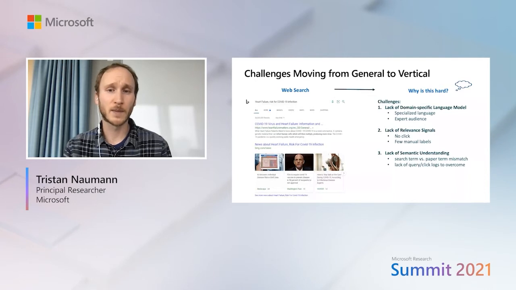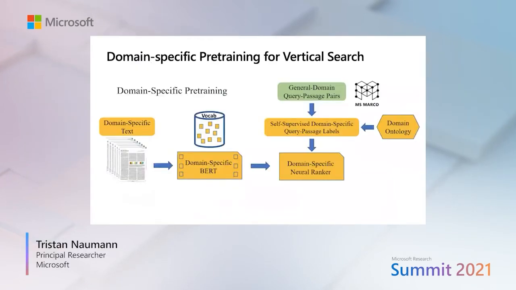So how can we overcome some of these challenges? For Microsoft Biomedical Search, we propose an approach that leverages domain-specific pre-training. Namely, we use domain-specific text in order to form a domain-specific language model, and this serves as a starting point for language models that better reflect our domain.